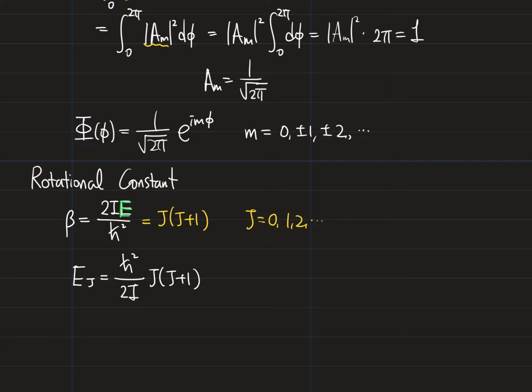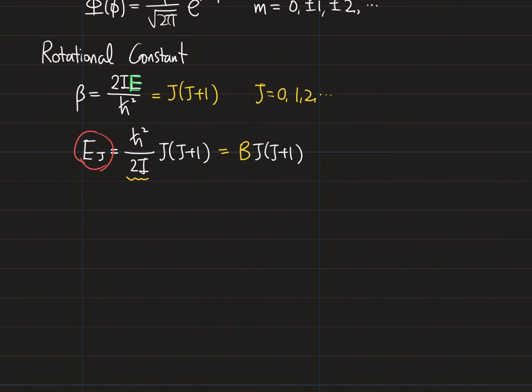So we are going to introduce the rotational constant here. The rotational constant is h bar squared divided by 2I, and it is given as B. This is all about simplifying the expression, so there is no real physical change during this notation change. So this is the energy level, the allowed energy levels for the rotational motion.